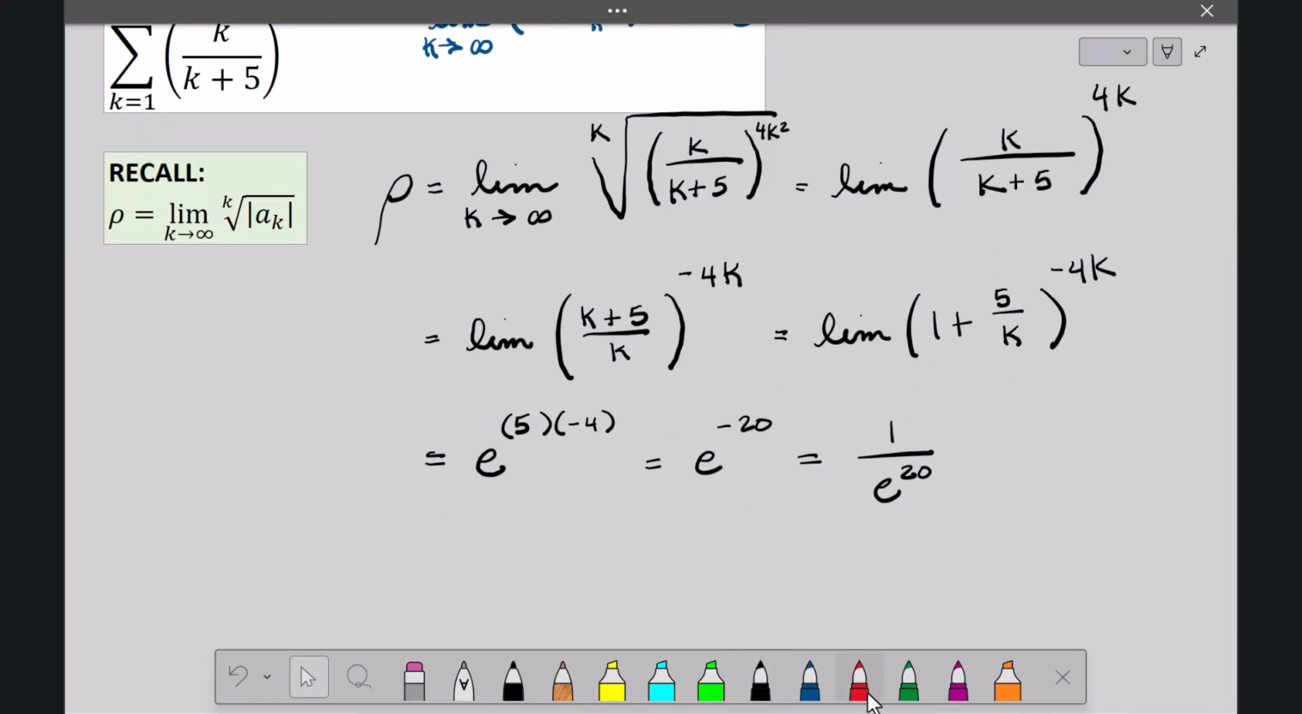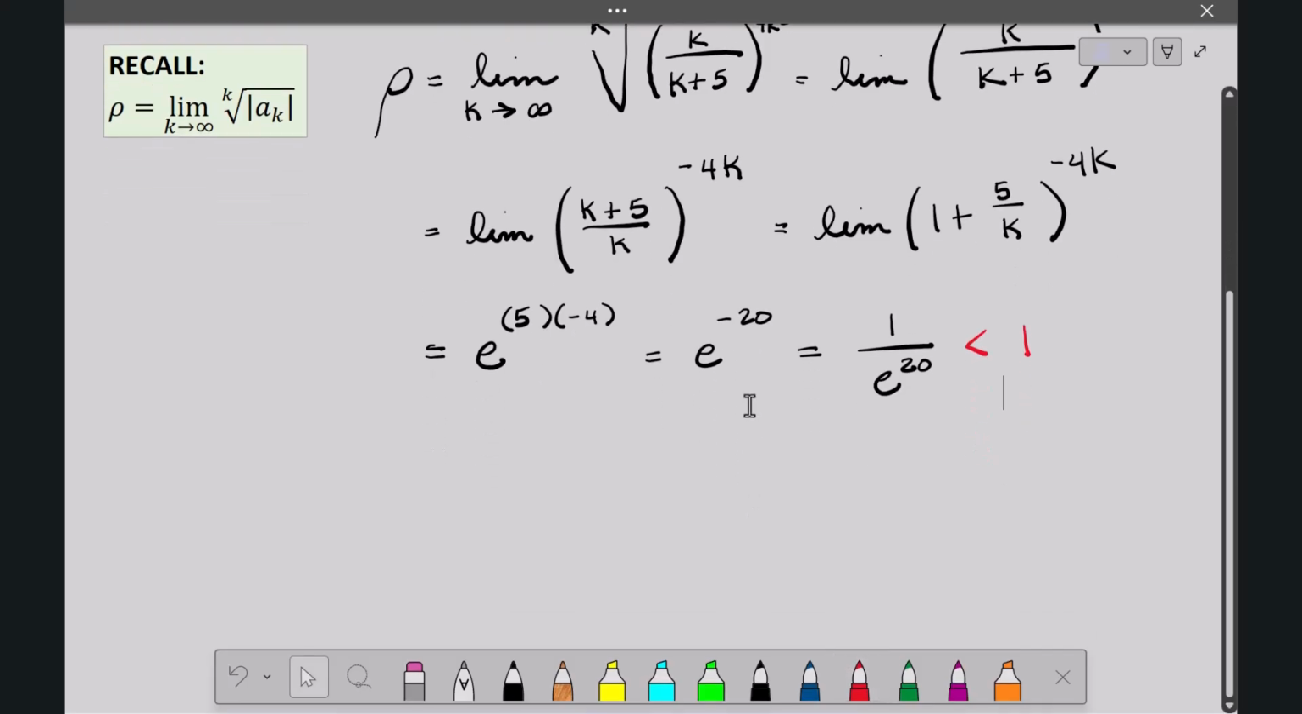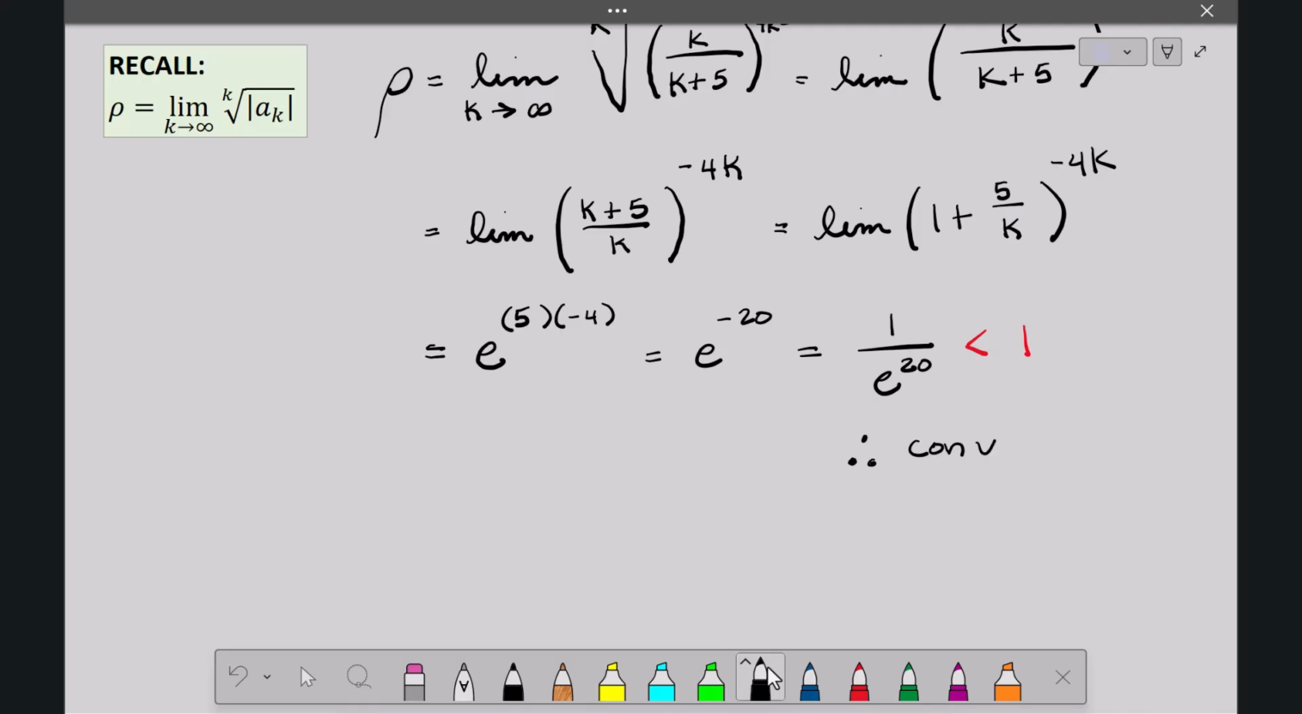And just like the ratio test, we compare this to 1, or the geometric series, we compare to 1. This is less than 1. And with the geometric series, or the root test, or the ratio test, when you have a value that's less than 1, you end up with convergence. So therefore, this series is going to converge.